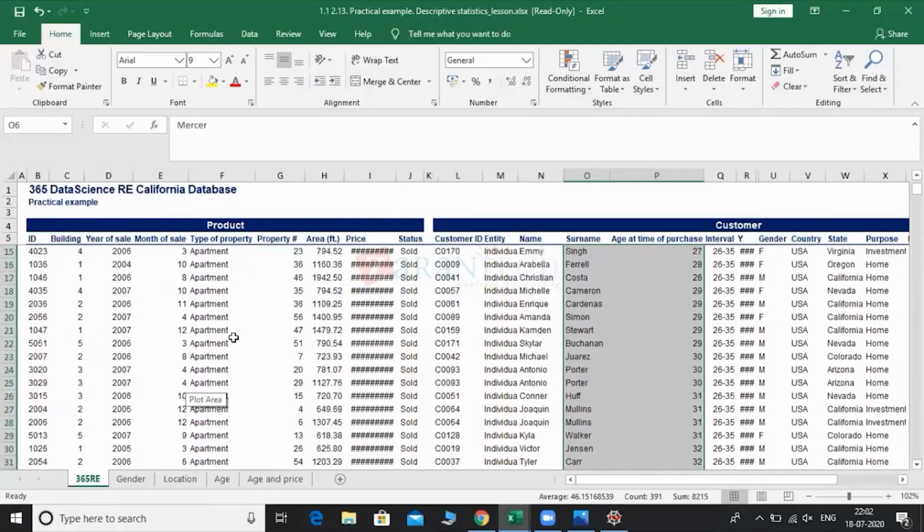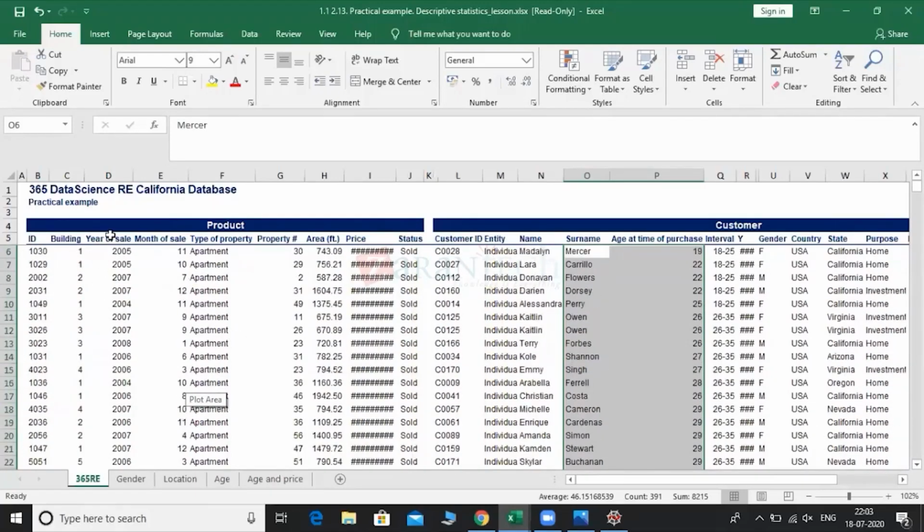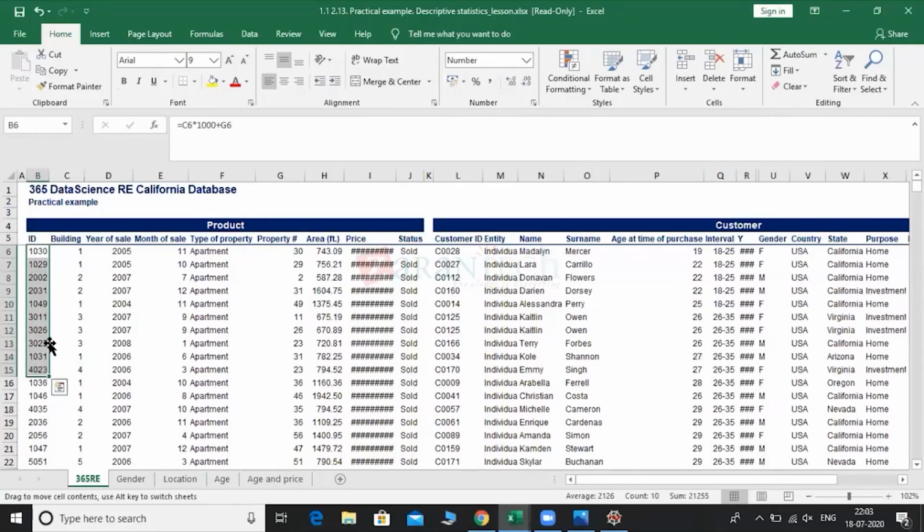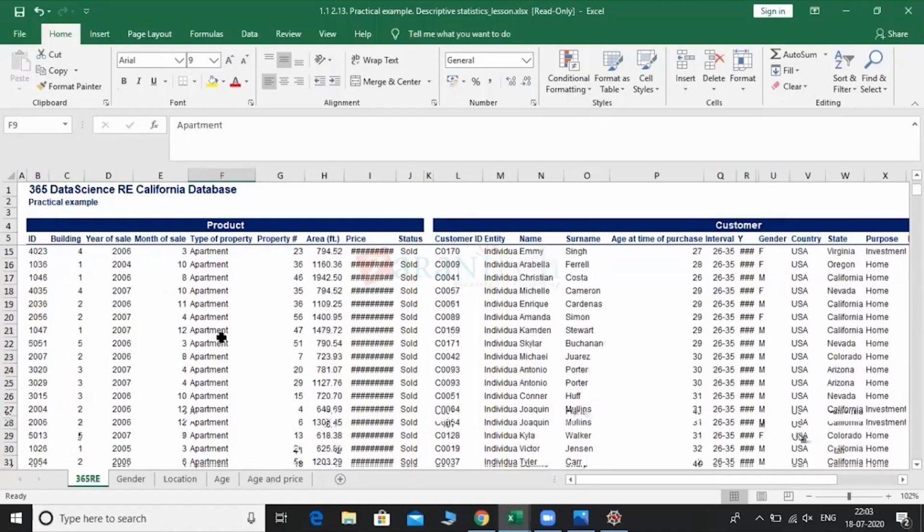So what is available in this data set is the product information and the customer information. Product information includes the building IDs they have created, the building number, in which year and which month the sale happened, and what kind of property it is, apartment or villa or whatever, right?